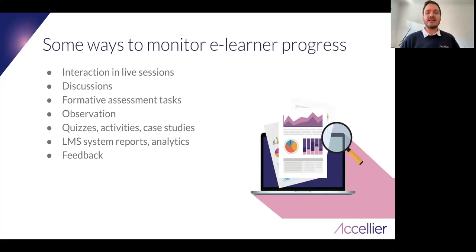So some common ways that we might monitor our students' progress in a course is by looking at how they perform in live sessions, their responses to discussions, formative assessment tasks, your observation of them doing things, whether it be in the workplace or e-learning stuff, quizzes, activities, case studies, system reports, analytics. A lot of learning management systems will give you that data. And of course, feedback from the students and you giving feedback to them as well.